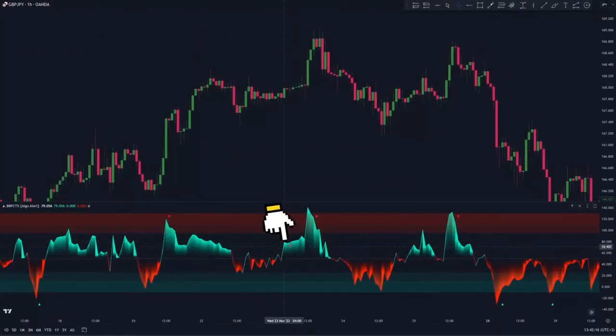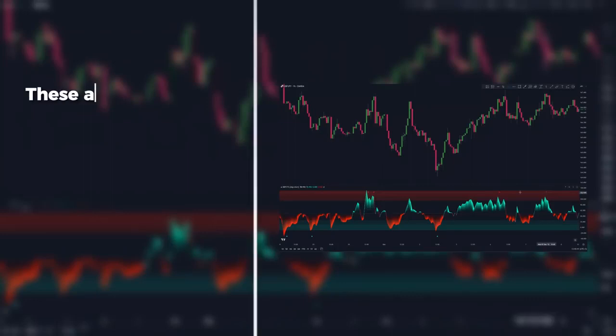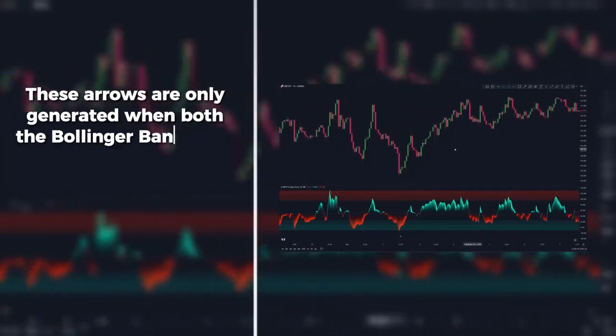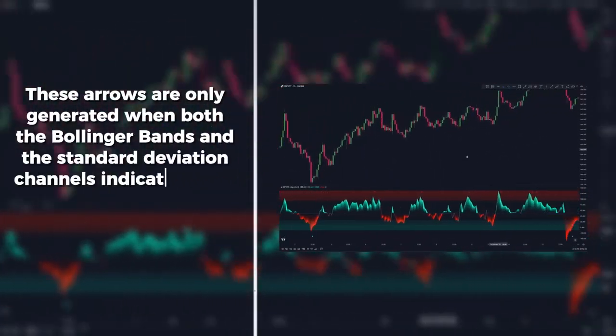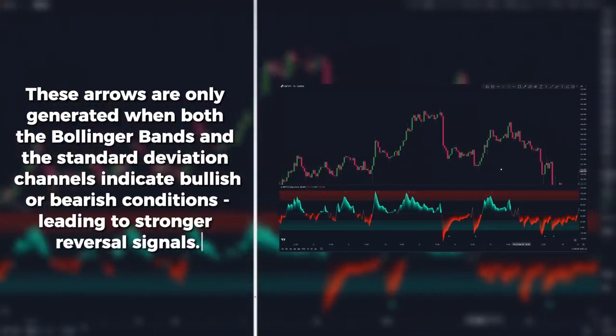When this wave is colored green, that indicates a bullish market momentum, and when it goes above this red upper band, that indicates an overbought market condition. Conversely, when the wave is colored red, that indicates a bearish market momentum, and when it goes below this lower band, that indicates an oversold market condition. Now, what about these green and red arrows? Well, these arrows are only generated when both the Bollinger Bands and the standard deviation channels indicate bullish or bearish conditions, leading to stronger reversal signals.